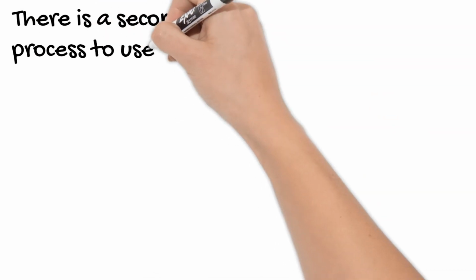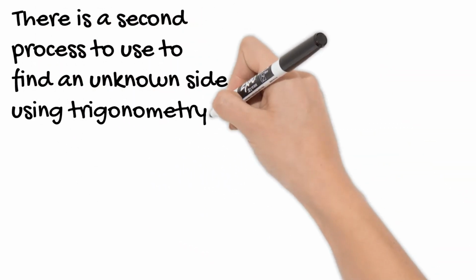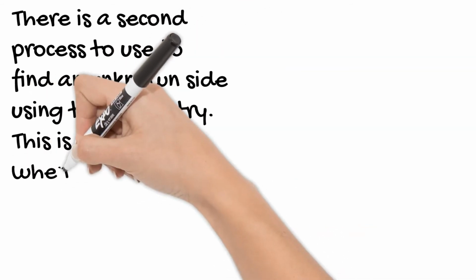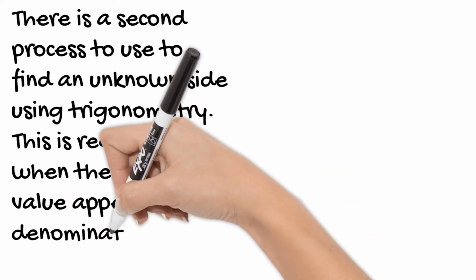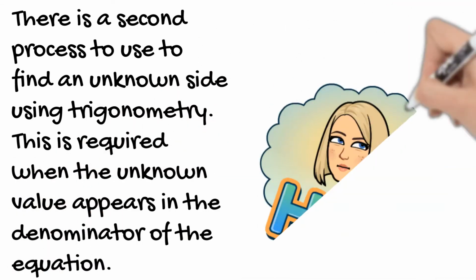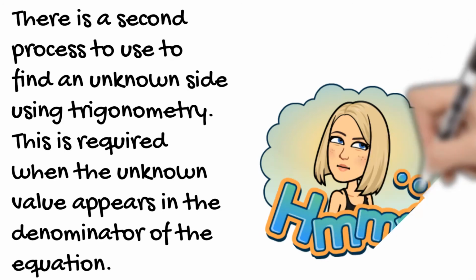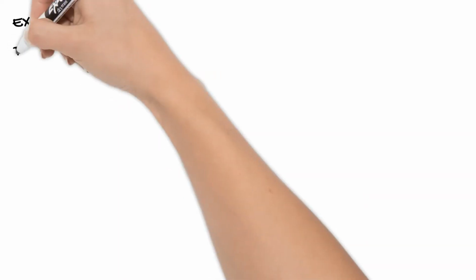So when we're finding an unknown side using trigonometry, sometimes the unknown is going to appear in the denominator, and that's when we need to use this process that I'm going to show you today, because it's slightly different to our process that I've shown you previously. So I just have a really basic example for us today.